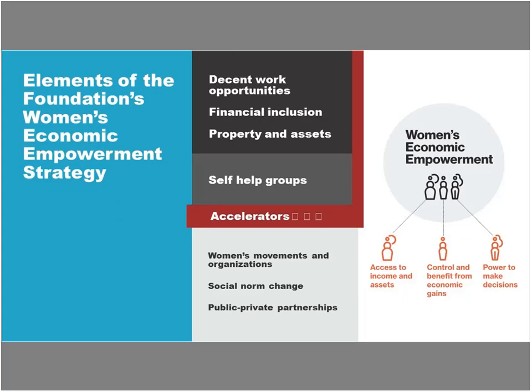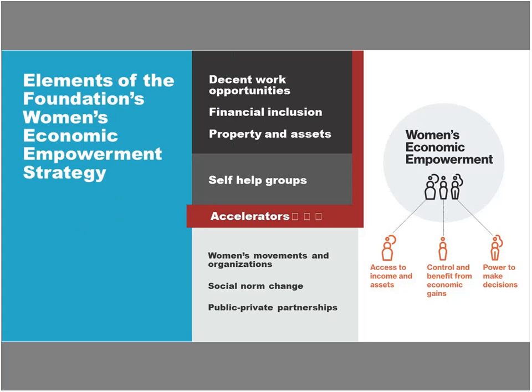And we landed on 4 that you can see in the gray box. We landed on 4 because one of the things that Melinda Gates felt very strongly about was that we embed the economic empowerment work in the work of existing teams and things that the foundation was already doing or had developed some expertise in. And those 4 were decent work opportunities, financial inclusion, property and assets, and self-help groups as a cross-cutting topic. And self-help groups also includes savings groups.